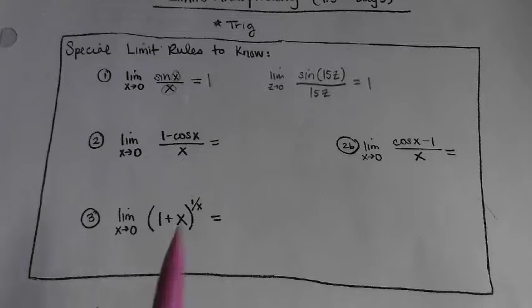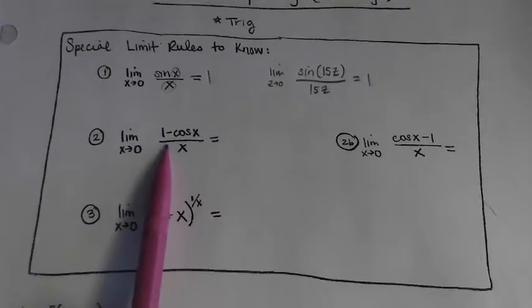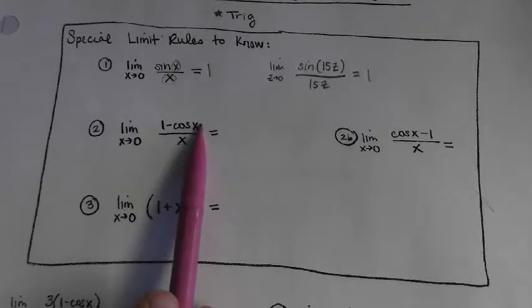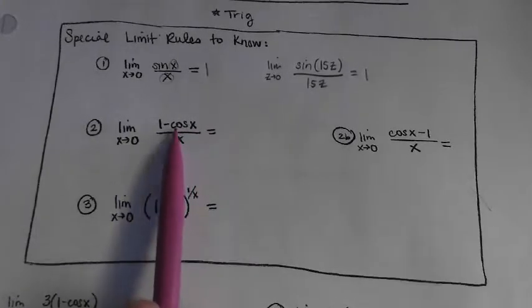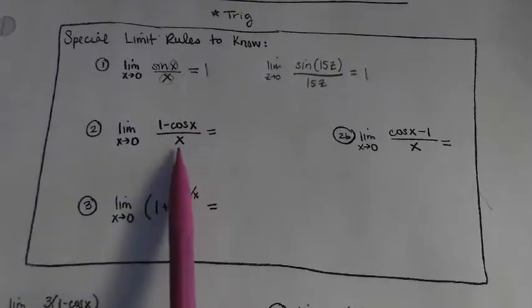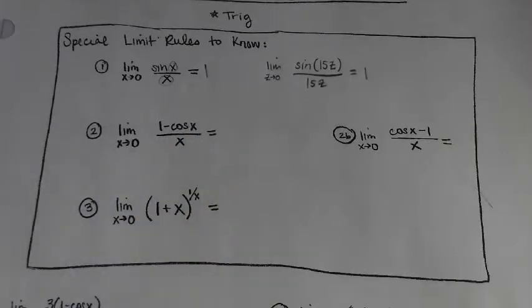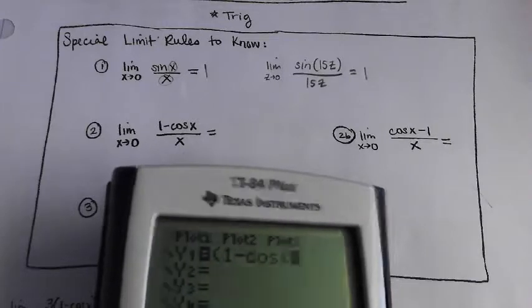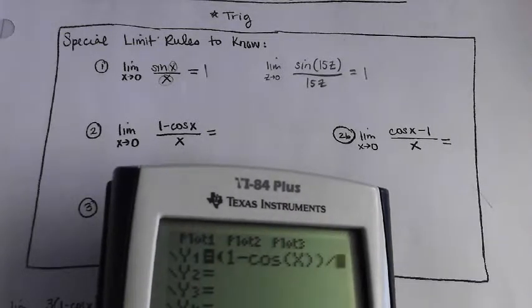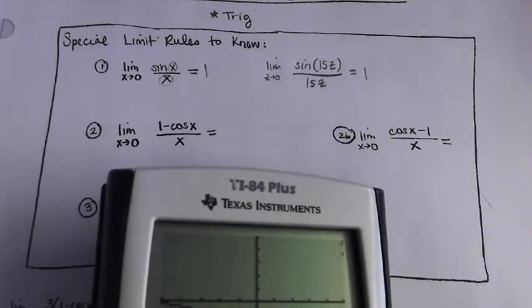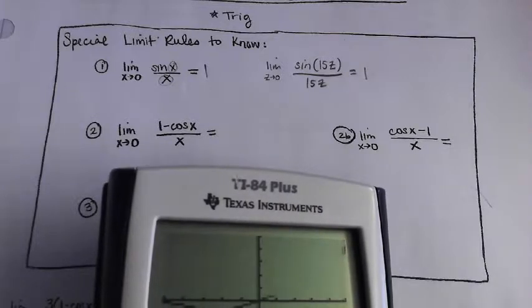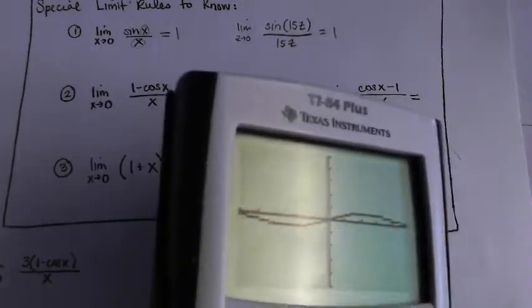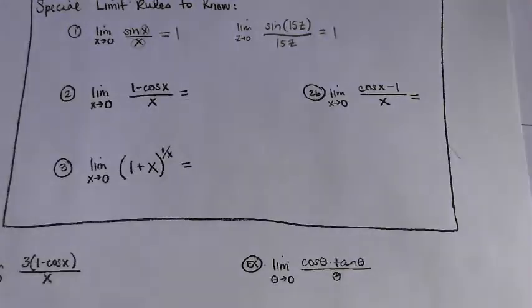And then this second trig function, again, if you plug in 0, up top you're going to get 1 minus 1. So 0 over 0, it's the indeterminate case. So if we look at the graph of this one, 1 minus cosine x is our numerator, all over x. The limit as you approach 0 is 0.